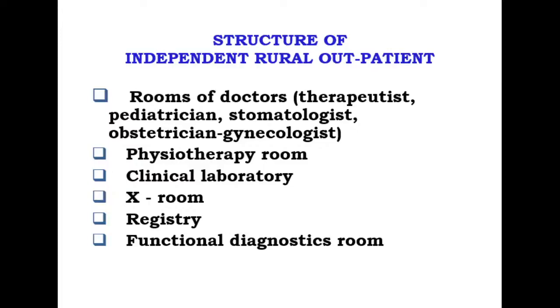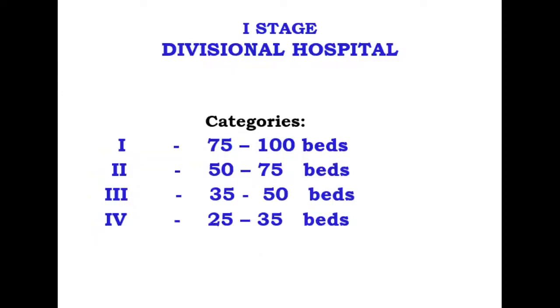What about the structure of the rural outpatient clinic? Rooms for doctors: therapeutist, pediatrician, stomatologist, and obstetrician-gynecologist. Or family medicine, stomatologist, and obstetrician-gynecologist. Physiotherapy room, clinical laboratory, X-ray room, but the X-ray room has no radiologist doctors, only nurses. Registry, functional diagnostic room. Division hospital. In the first stage there are the feldsher-midwife points, the family medicine ambulatory, and the division hospital.